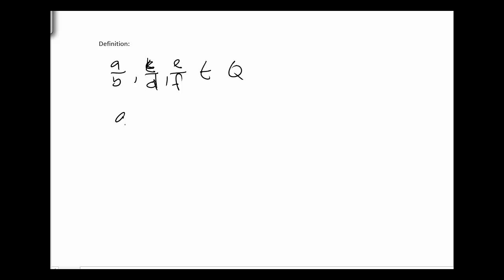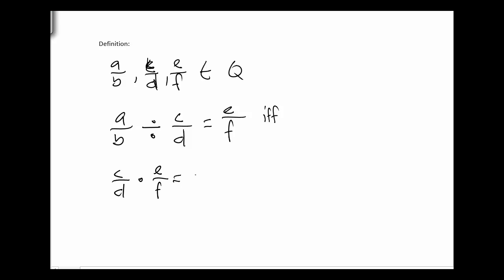And we're going to say that A over B divided by C over D is equal to E over F if and only if C over D times E over F equals A over B.